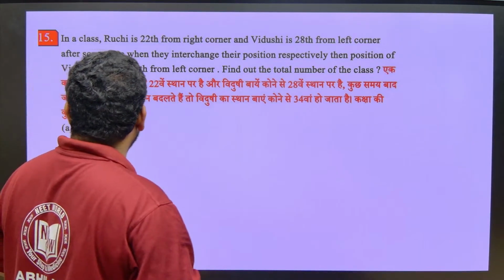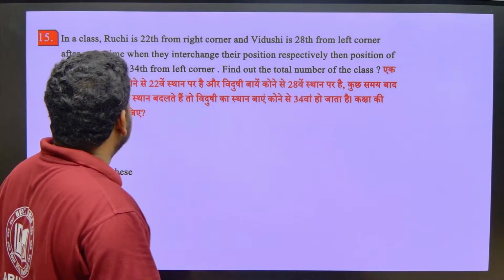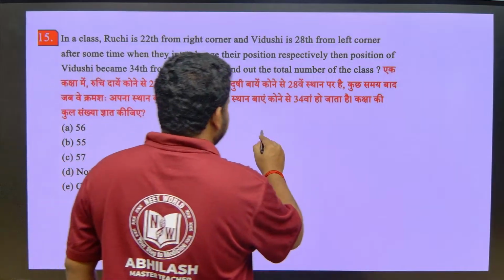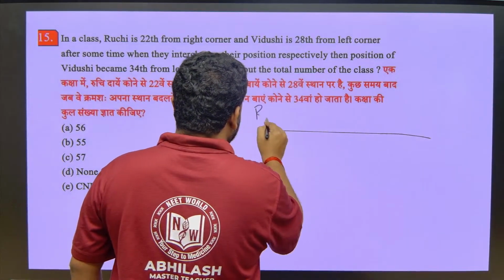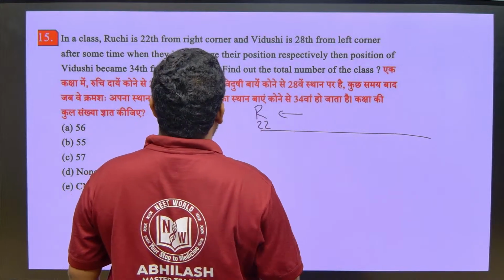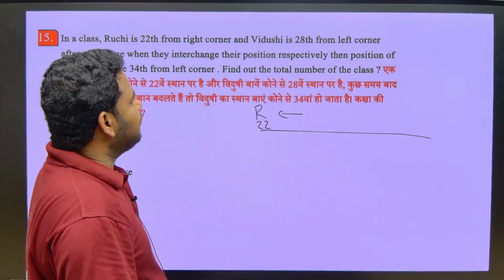So let us see another set of questions that is given. In a class, Ruchi is 22nd from the right corner. This is Ruchi, 22nd from the right corner. And Vidushi is 28 from the left corner.